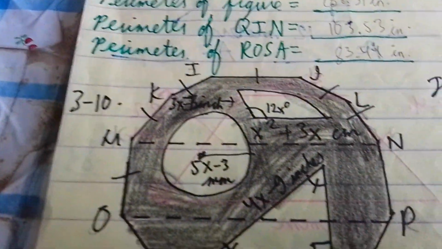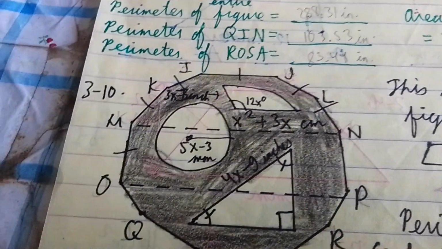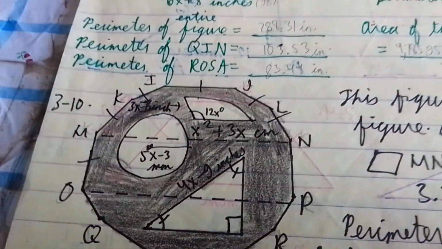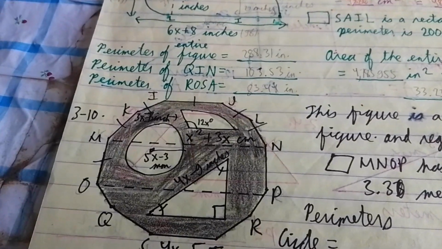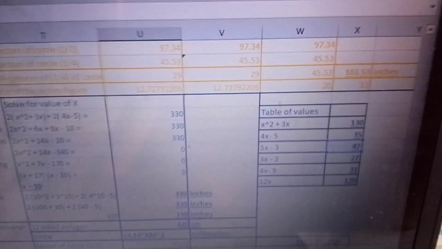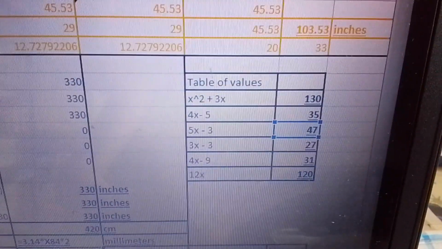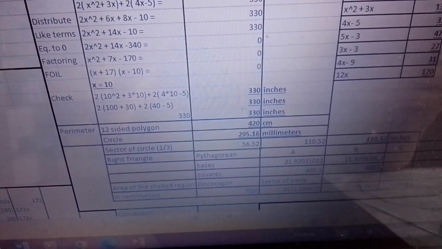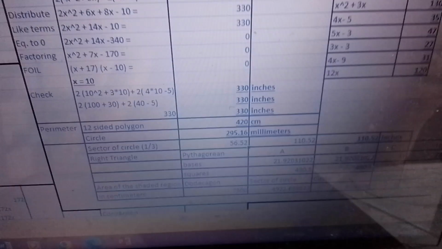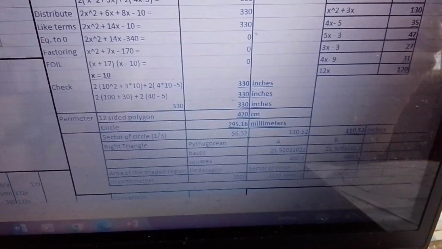Now for the circle, it's very easy. You just get the diameter, but it's given you the radius. But remember, it's still easy to solve. To solve for the perimeter of the circumference of any circle, ganito yung formula. It's pi times the radius times 2. Right? So ganito siya. Yes, where's the cell that I highlight? Yun, 5x minus 3. 47 times 2. And you should get 295.16 millimeters. Very good.